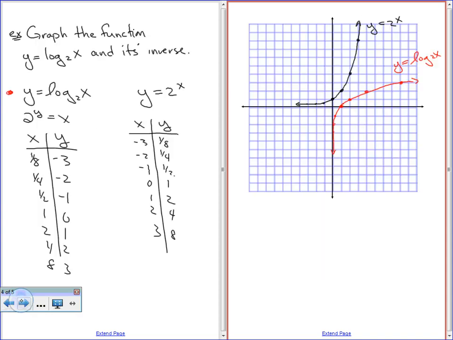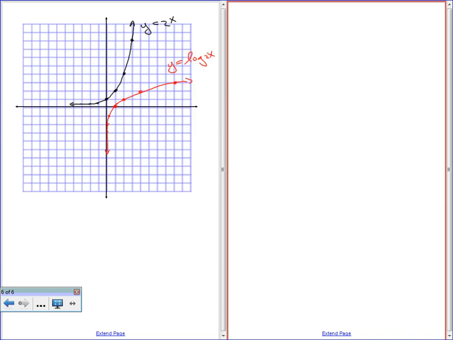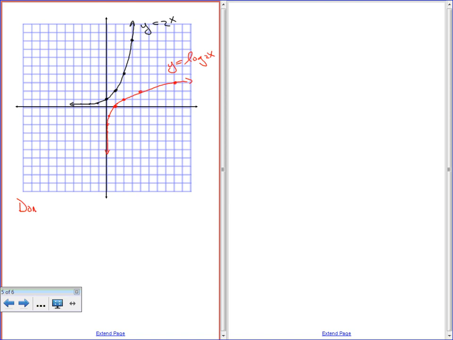Okay, so making some generalizations about the red graph. What's the domain of it? Awesome. So x is any positive real number. So you can take the log of any positive real number and get an answer. That's what the domain means.